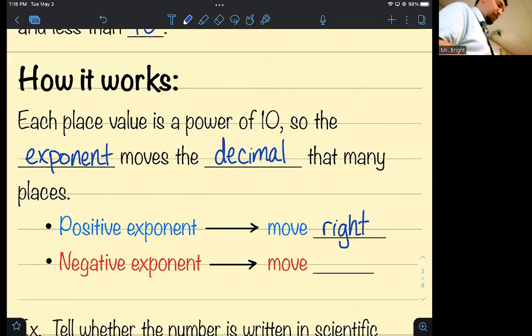If you have a negative exponent, you're going to move the decimal to the left so that it gets smaller. We've talked about negative exponents before. We know negative exponents reciprocate your number into a fraction. Fractions are smaller, and so it makes sense that we'd move to the left to get a smaller number.